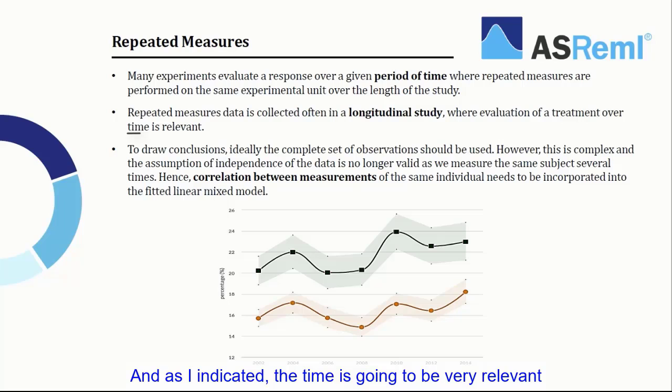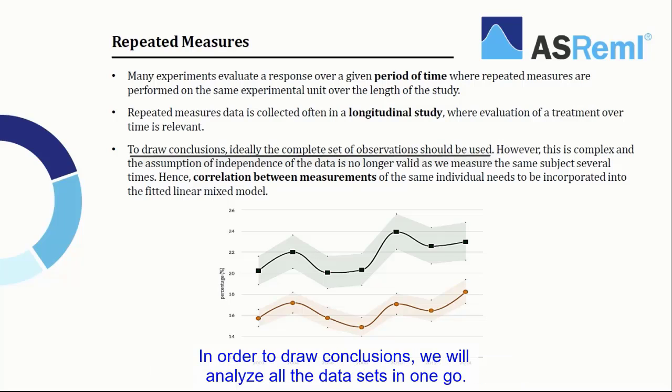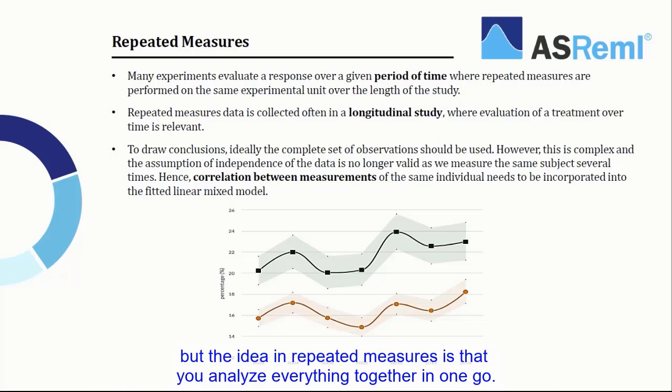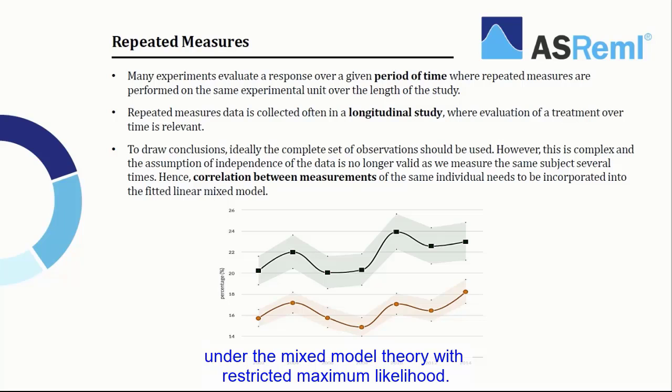And as I indicated, the time is going to be very relevant because we want to evaluate how this response has changed or has not changed over time. In order to draw conclusions, we will analyze all the data set in one go. Sometimes you analyze every single period of time individually, but the idea in repeated measures is that you analyze everything together in one go. This means there might be some imbalance, but this is usually not a problem under the mixed model theory with the restricted maximum likelihood.